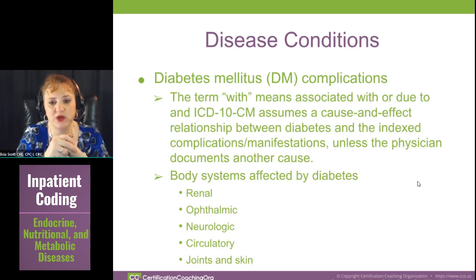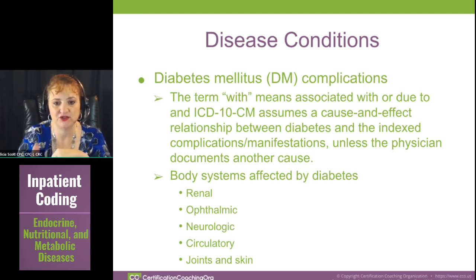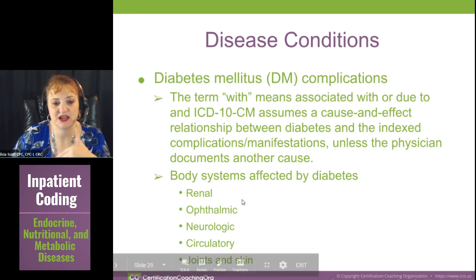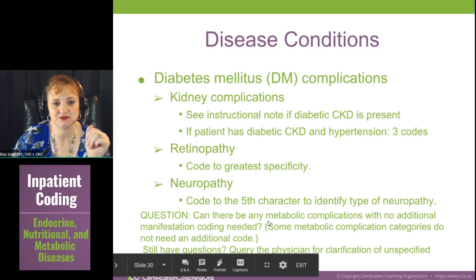Whenever you see the term "with" in the index, then again, you're going to see that as part of the manifestations, and you assume that relationship. It is going to affect the renal, which is your kidneys, ophthalmics, which is your eyes, neurological, which is your brain and nervous system, circulatory, everything to do with the heart and peripheral vascular system, and joints of skin. I mean, that covers everything, right? But you'll see E11.2, and that'll tell you, is it a renal, ophthalmic, et cetera.